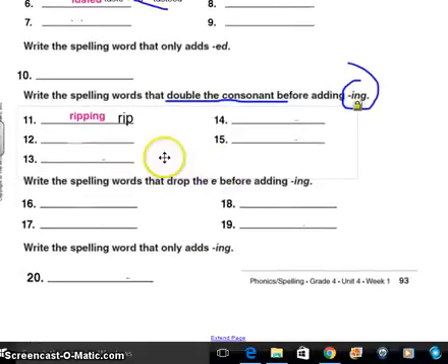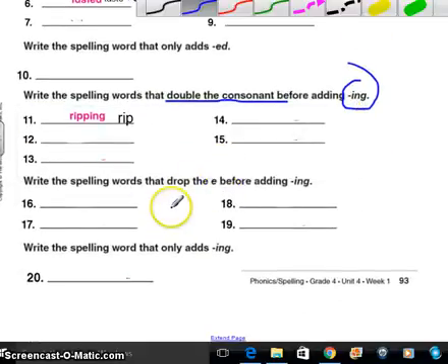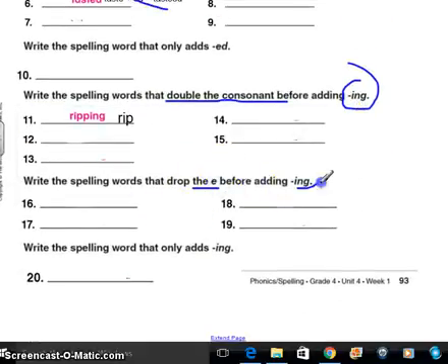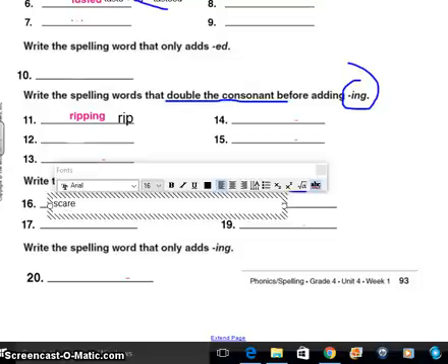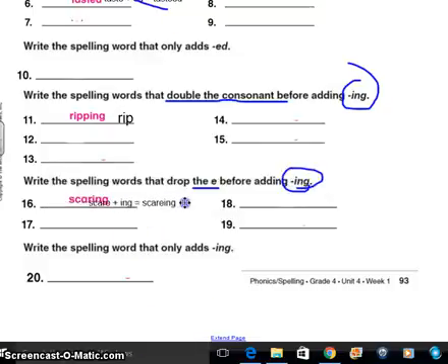Okay, let's try another one. Now you're going to write the words, but you've got to drop the e before adding ing. For instance, our example is scaring. Okay, so I know that scare plus ing is not equal to, I should say, if I had one of those. Okay, that is not a word. You can even see it comes up like it's not right. That one would be wrong.